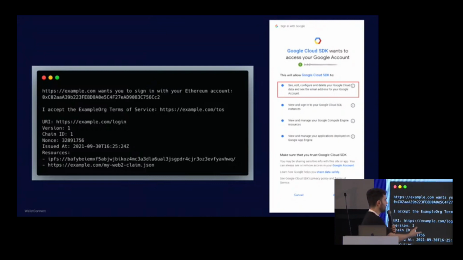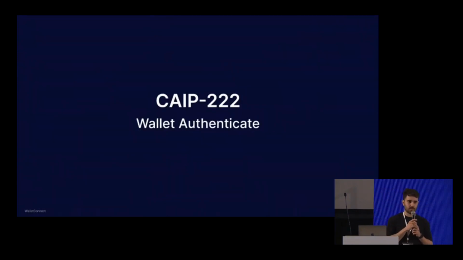One disadvantage of signing with Ethereum is that this only happens after you connect your wallet. So in a sense, you do create this session when you connect your wallet, but then you have to authenticate after. So we at the WalletConnect team created a new standard, which is called CAIP-222, which is called Wallet Authenticate, very simply put. And what does it do? It's actually just, I like to say, an upgraded version of signing with Ethereum.